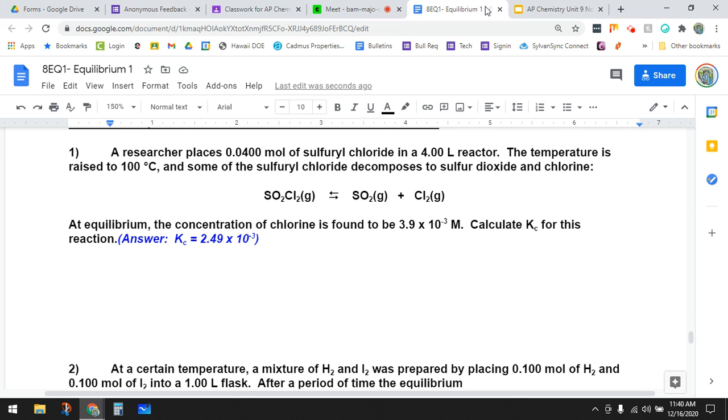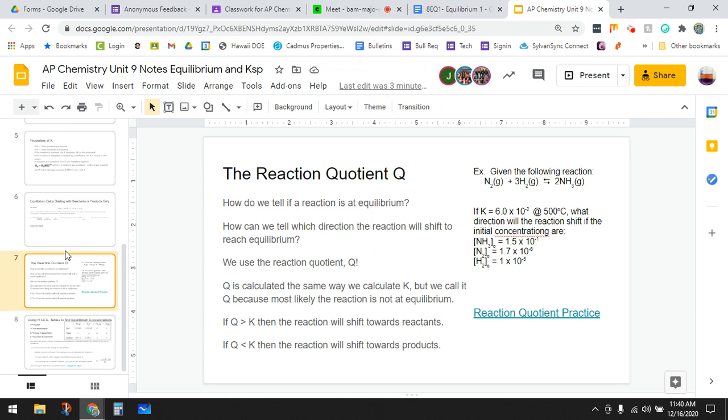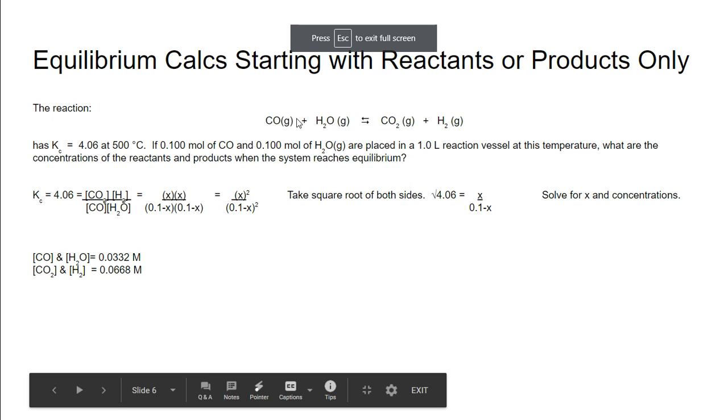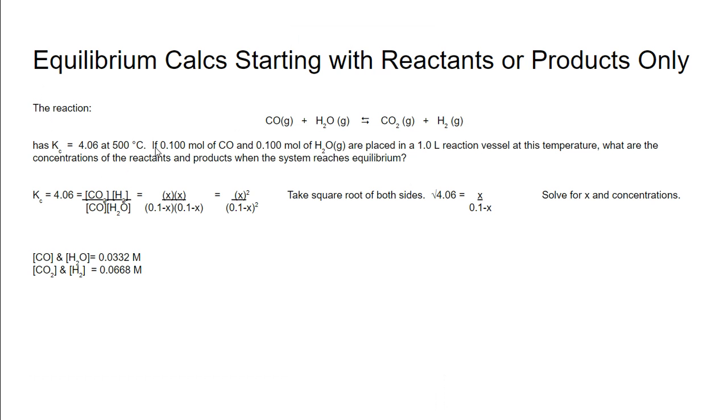And then the last thing here is going to be something like this problem. Here we have this reaction. It has a Kc of 4.06. If 0.1 moles of CO and 0.1 moles of H2O are placed in a 1 liter reaction vessel at this temperature, what are the concentrations of reactants and products?